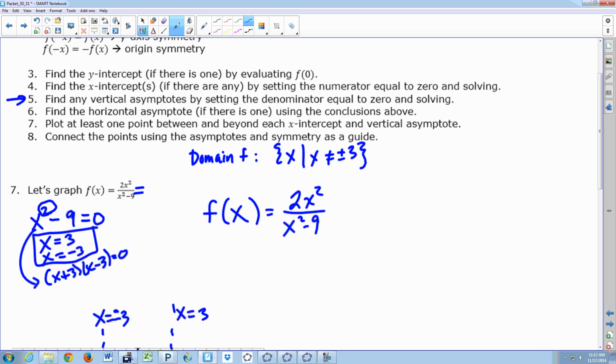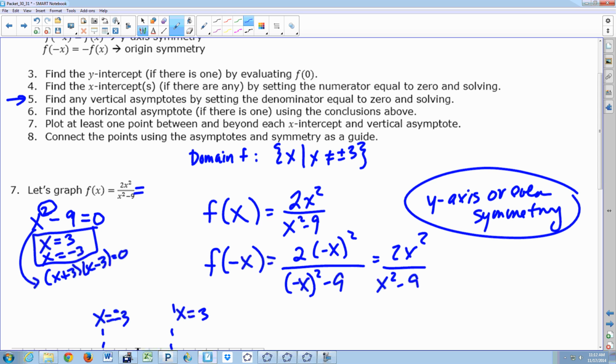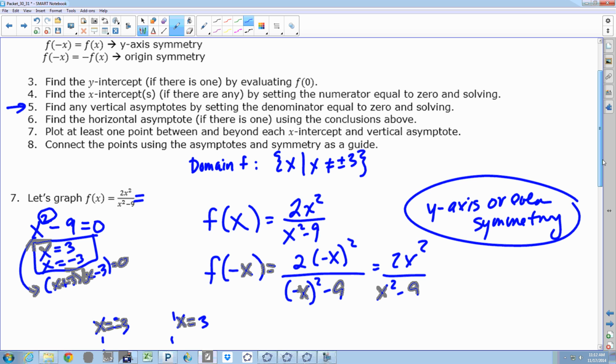So here's f of x. What would f of negative x look like? That means everywhere I see an x, I replace it with negative x. And guess what? It comes out looking exactly the same as f of x. So this tells me I have y-axis symmetry, or even symmetry. That's great news because I only have to do half the work now. So I can circle that up here.